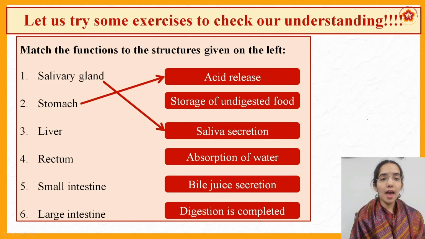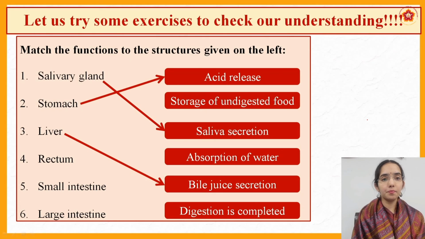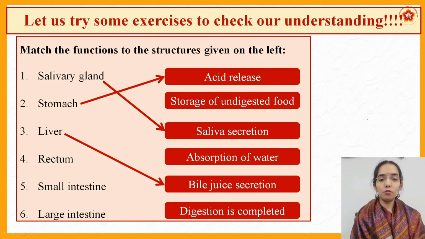Yes, in the stomach, acid is released. Now, what is the function of liver? We know that liver secretes bile. So, bile juice secretion is the function of liver. What is the function of rectum? Storage of undigested food. Moving on to small intestine.